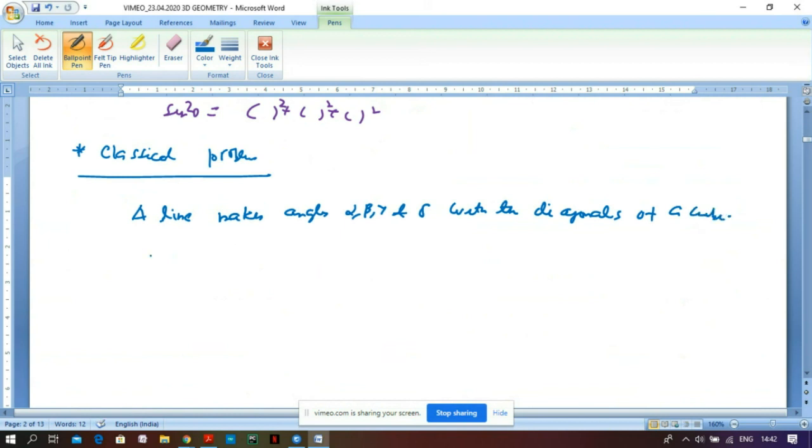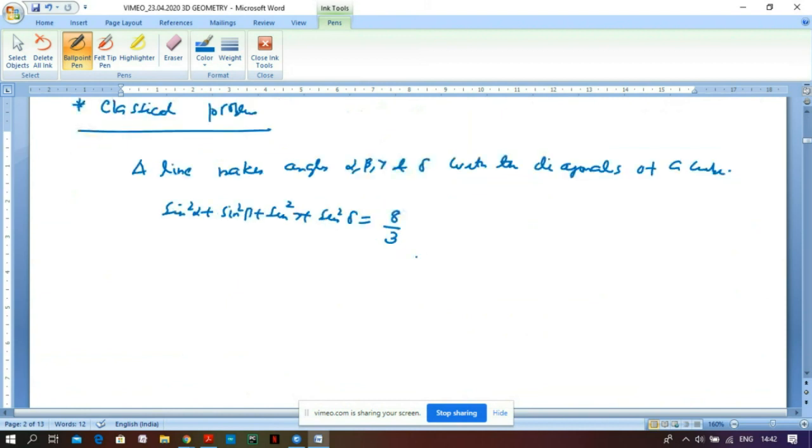And then you are asked to prove that sine square alpha plus sine square beta plus sine square gamma plus sine square delta equals 8/3. So this is what you have to prove, this one, 8/3. So let me make a good diagram that will be helpful to you even later.